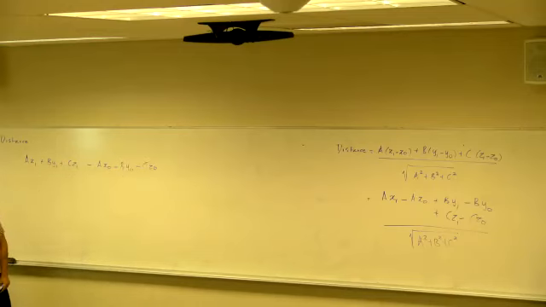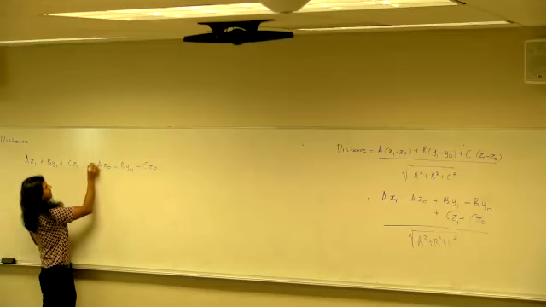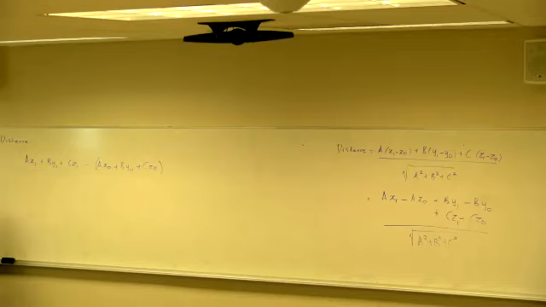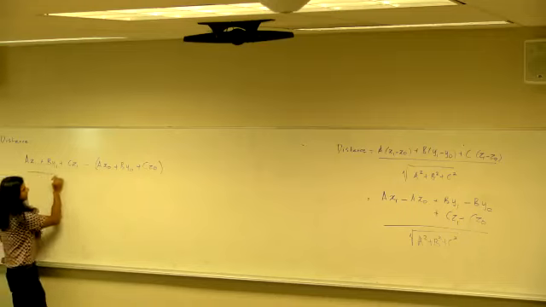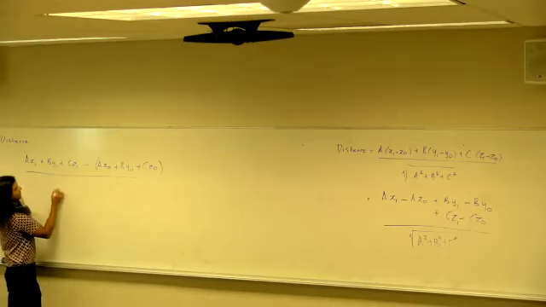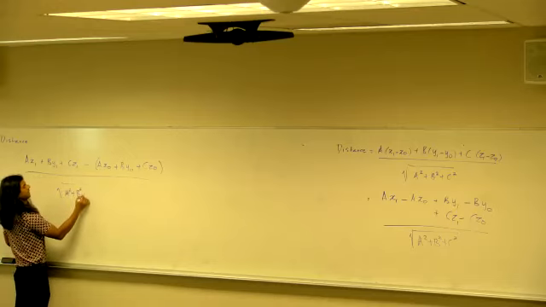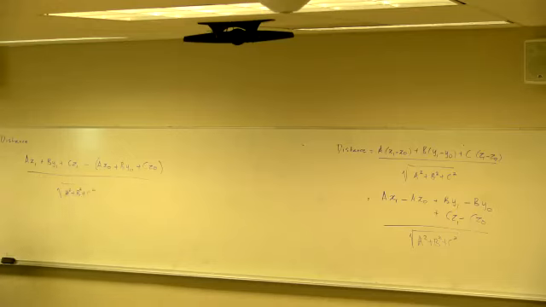Correct. They have a minus in common. I can do that. Yes. And divided by the square root of A squared plus B squared plus C squared.